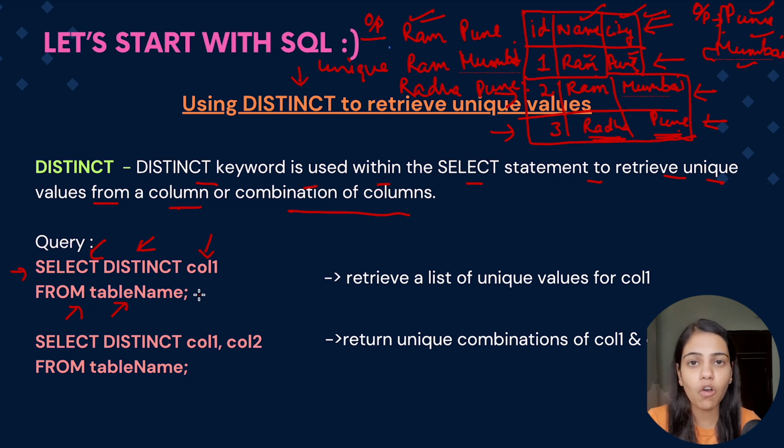When we want a combination of distinct values, we give select distinct, and then we provide all the columns from which we want the distinct value or the combination of columns, and then we provide from, and then the table from which we want the distinct values. So let's see in MySQL Workbench how this distinct keyword works.